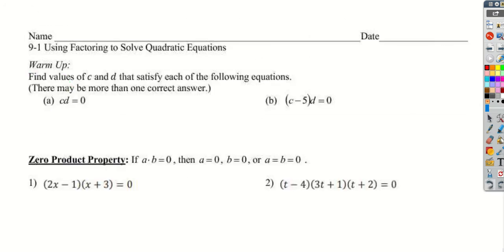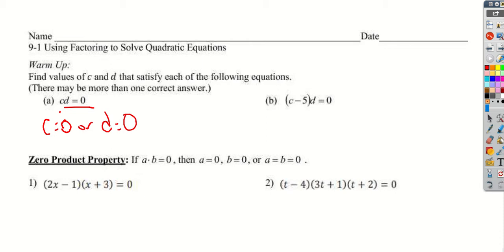Okay, and what we're going to notice is that in order for this to be true, either C has to equal 0 or D has to equal 0. It's going to be one of those two. Okay, right? Because if I multiply 3 times 0, I get 0, or it's 0 times 3. So either C is 0, D is 0, or they both could be 0.